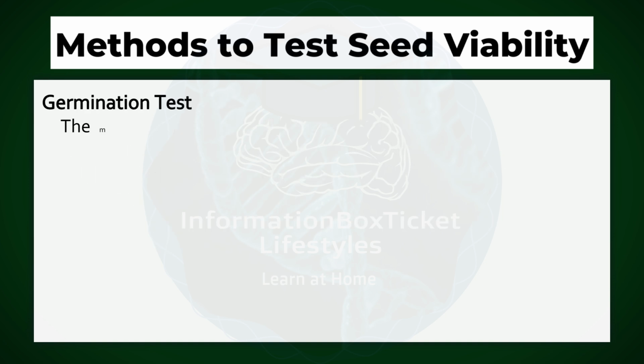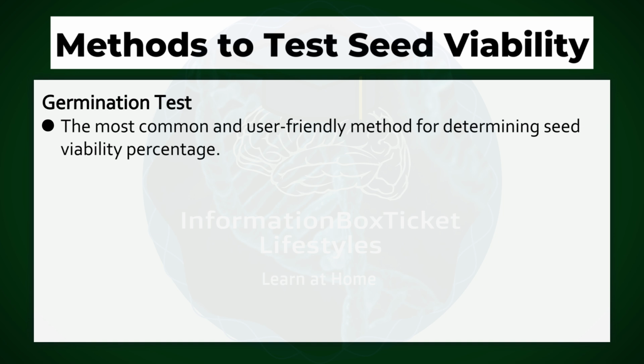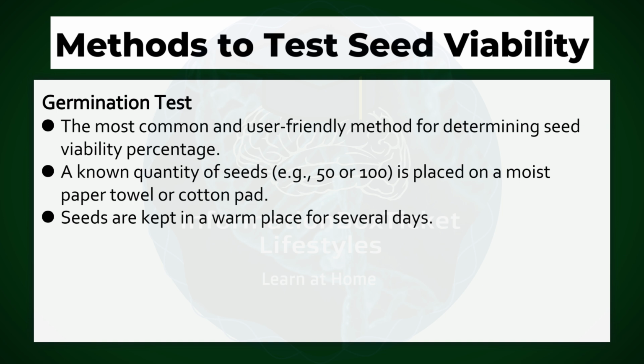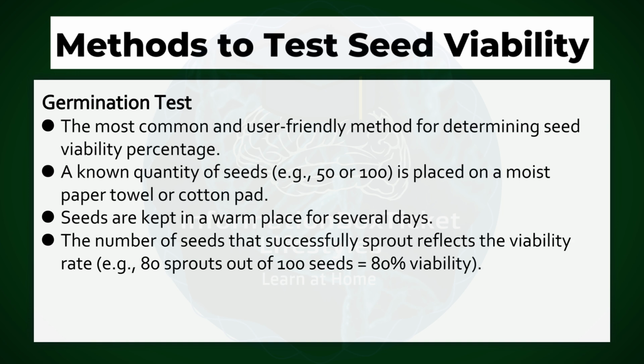Germination test. The most common and user-friendly method for determining seed viability percentage. A known quantity of seeds, e.g., 50 or 100, is placed on a moist paper towel or cotton pad. Seeds are kept in a warm place for several days. The number of seeds that successfully sprout reflects the viability rate, e.g., 80 sprouts out of 100 seeds equals 80% viability.